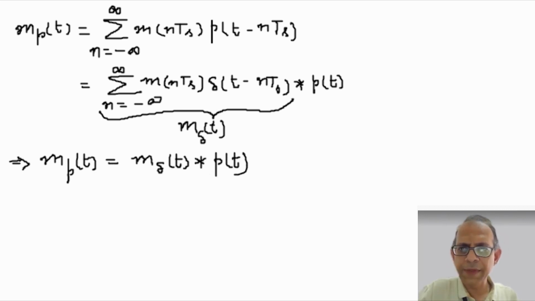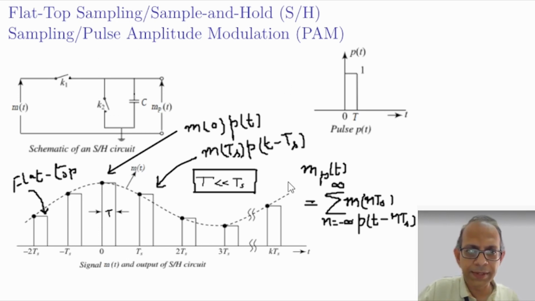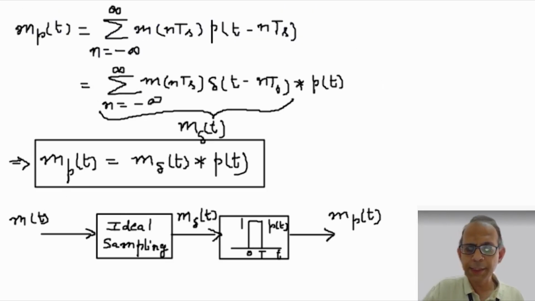That is to say, mathematically, we can look at flat top sampling as the convolution of the ideally sampled signal with the basic pulse p(t) that we have shown here. This is the basic pulse. It is pictorially depicted here. The message signal is ideally sampled to yield m_delta(t), which is applied to the pulse p(t), and the result is m_p(t), the flat top sampled signal.